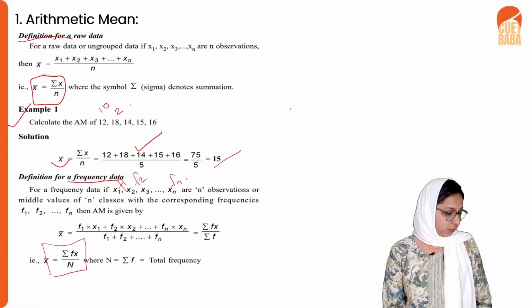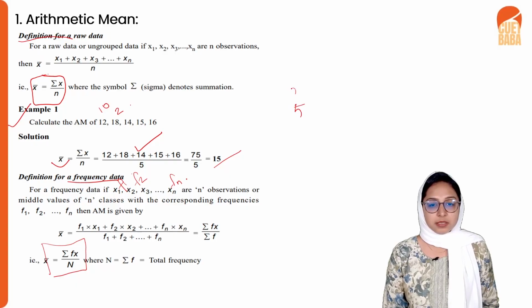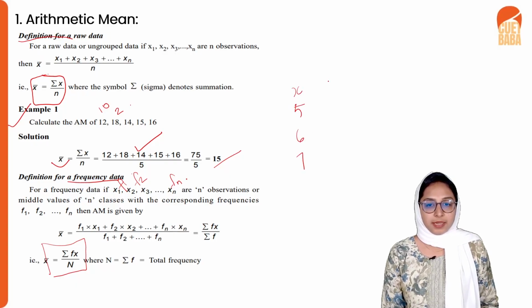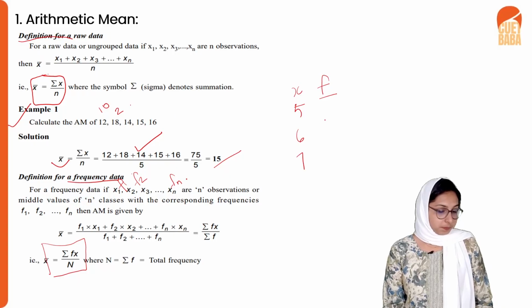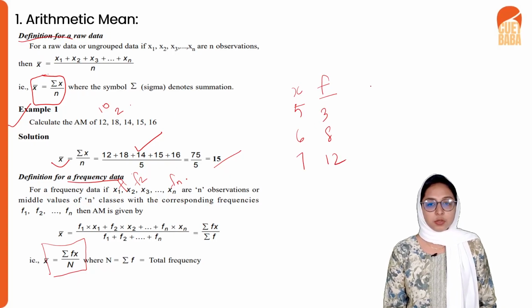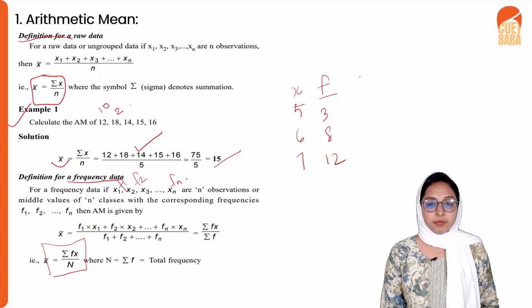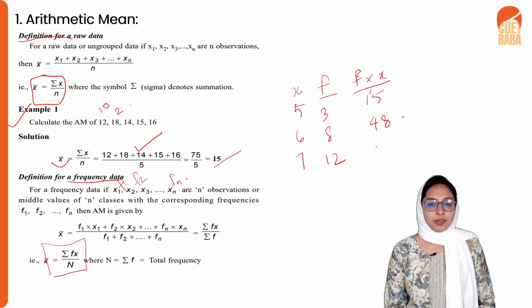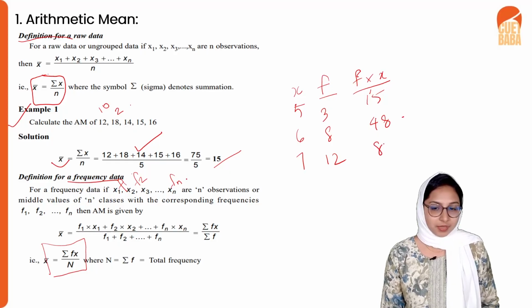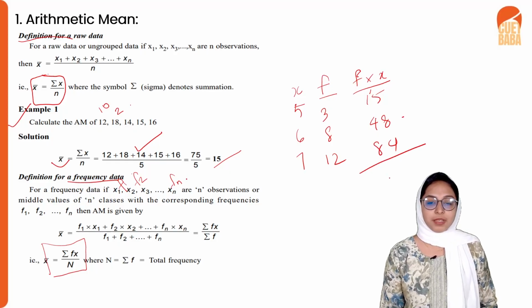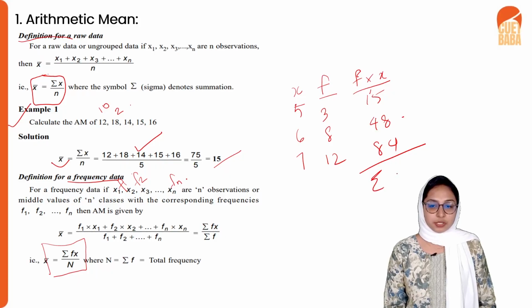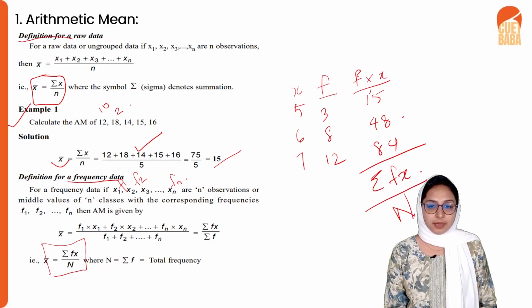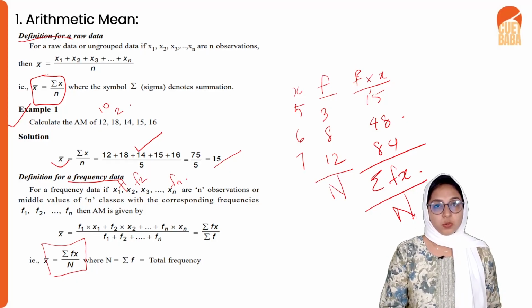Let's look at an example for that. We'll consider x equal to 5, 6, and 7, and its frequencies are 3, 8, and 12. To find x bar, which is the mean, first we have to find f into x. 5 into 3 is 15, 6 into 8 is 48, and 7 into 12 is 84. We add these to get summation fx and then divide it by N, which is nothing but the addition of all the frequencies. Okay, now we have understood what arithmetic mean is.